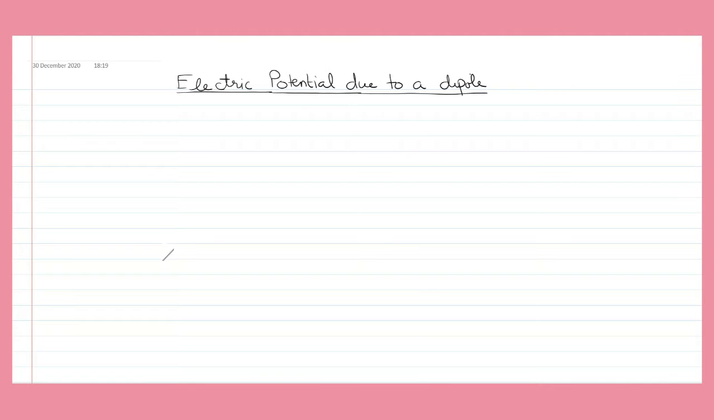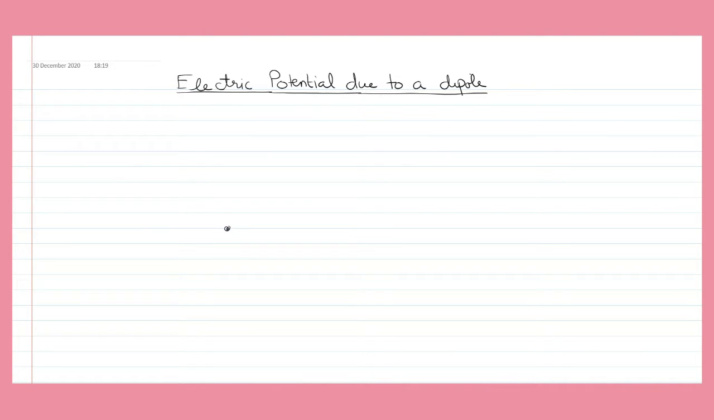So in this lecture, we are going to study about electric potential due to a dipole. Now, as we all know, a dipole has an equatorial line, an axial line, and there are many other points which lie neither on the axial line nor on the equatorial line. So we'll find the electric potential at a general point, and then we will see the special cases of the axial line and equatorial line.